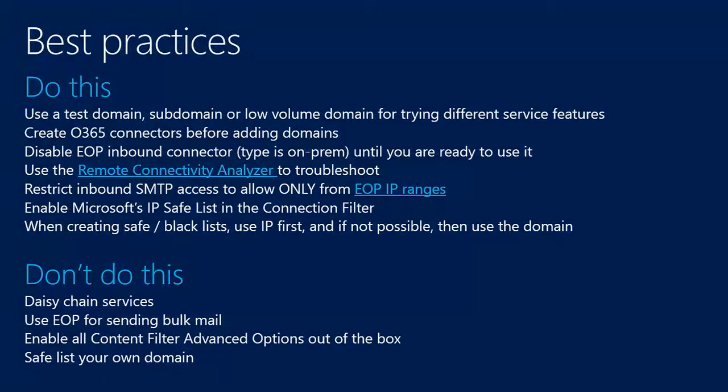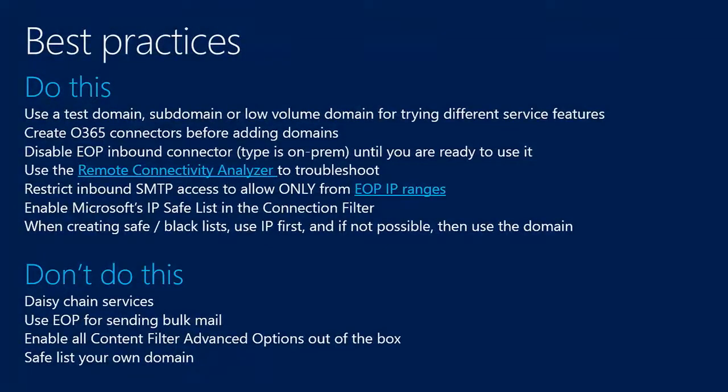So firstly, use a test domain. Again, this is just to try to minimize hurt to users, downtime, any issues you may come into. Create an Office 365 connector before adding your domain. This is because when you go through the wizard to add your domain, the wizard is going to look to see if a connector is set up. And if it's not, you're going to have to jump out of the wizard and go create your connector. So if you've created it ahead of time, then you're not going to need to do that.